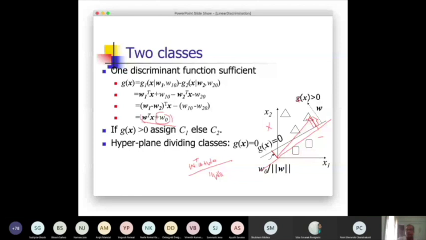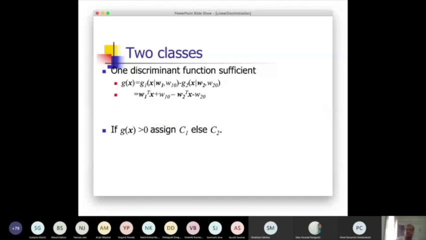So this part is g(x) greater than 0. In this case, if you assume that W naught is negative, then your origin is in the negative half, and that is how we are indicating this region. But it depends upon the coefficient W naught. So this is the distance. Let me remove this diagram.